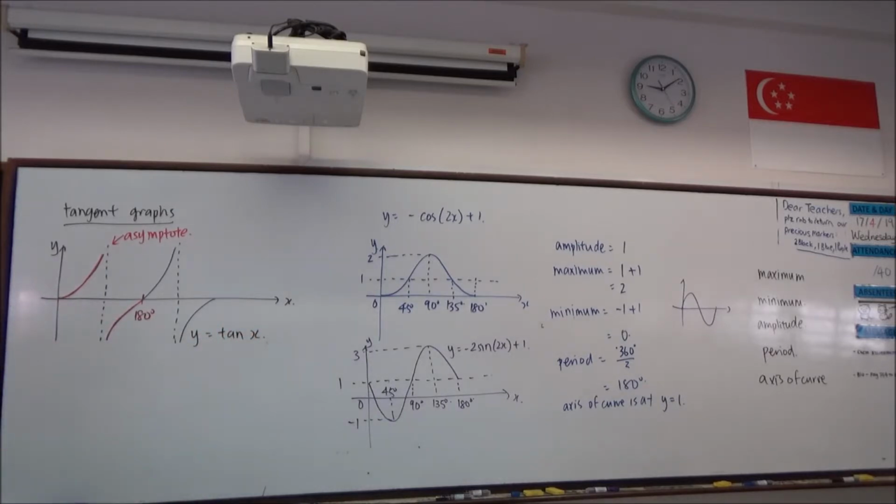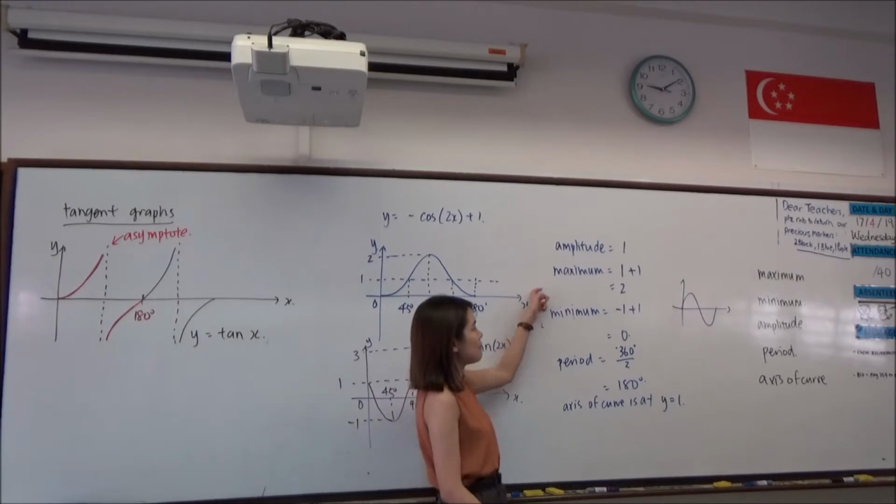Then what are some important things? There's no maximum or minimum, because the asymptote means that this graph is getting very close to the asymptote but it never meets it. So there is a discontinuity for a tangent graph. And because it goes on to infinity, both positive and negative infinity, that's why there's no maximum or minimum. So technically you don't need to care about maximum and minimum.